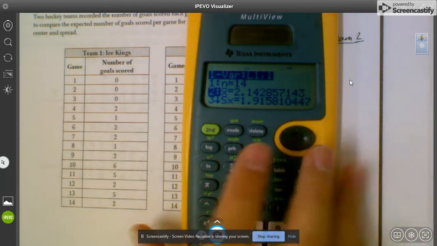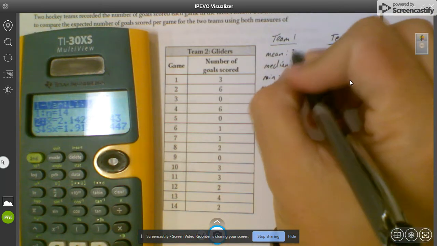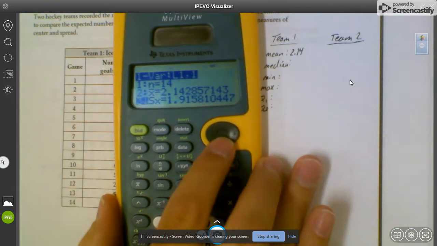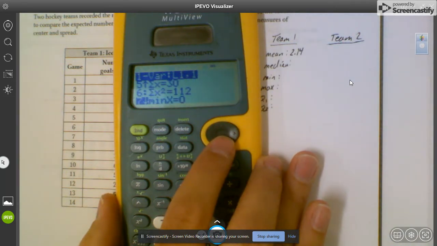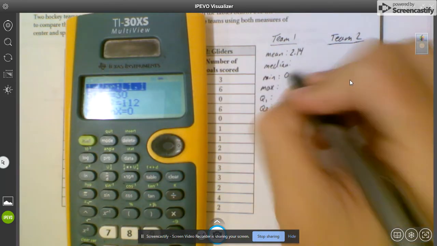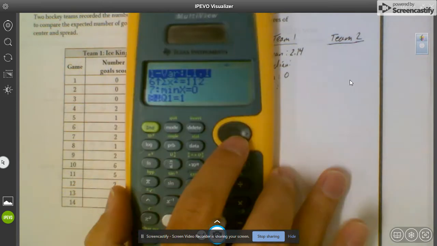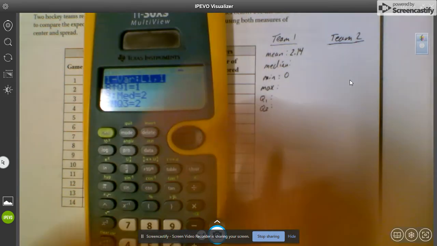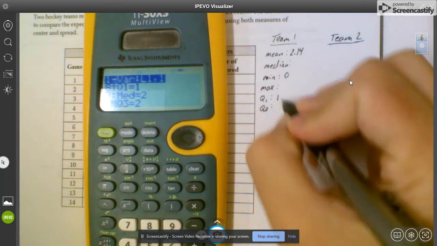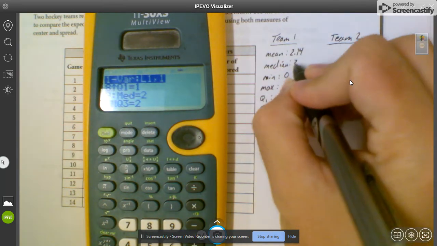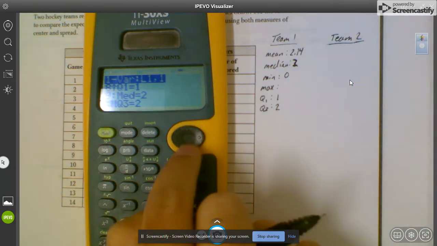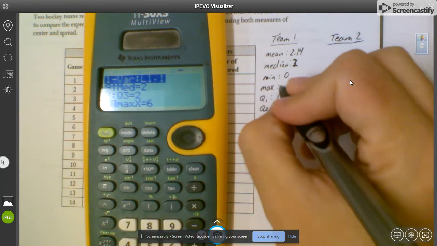So 2.14 for the mean. And then keep scrolling down. Minimum is 0. Q1, median, Q3. So Q1, Q3, median. My bad. And then finally my max, which is 6.